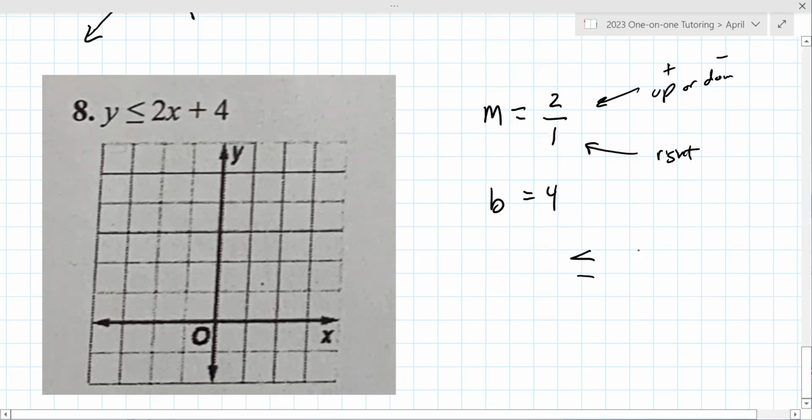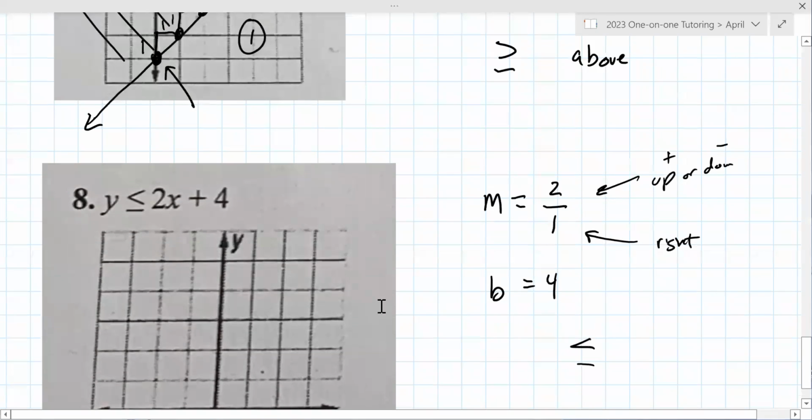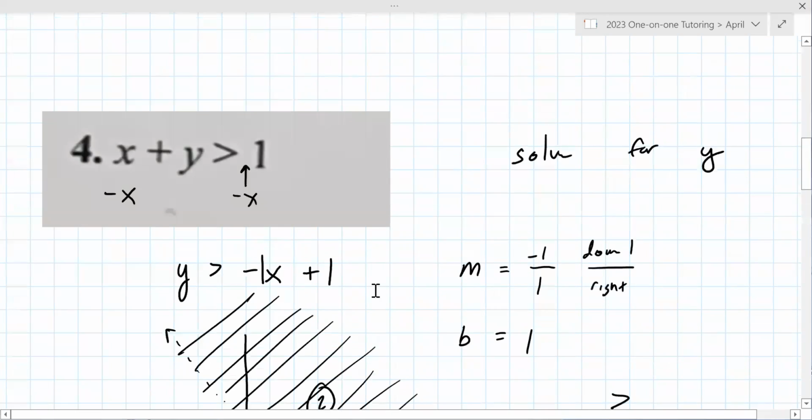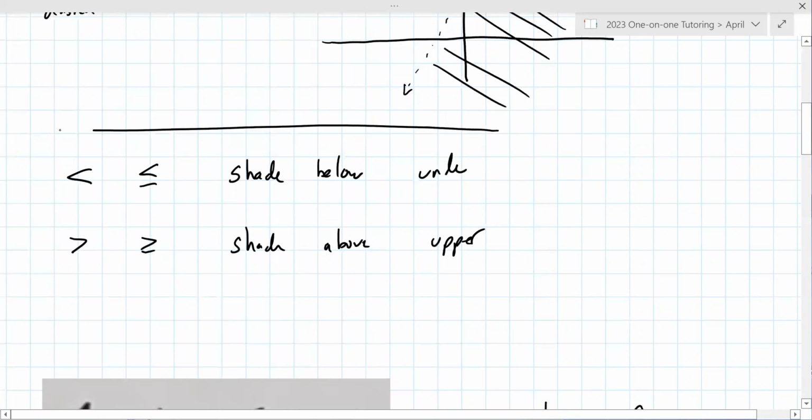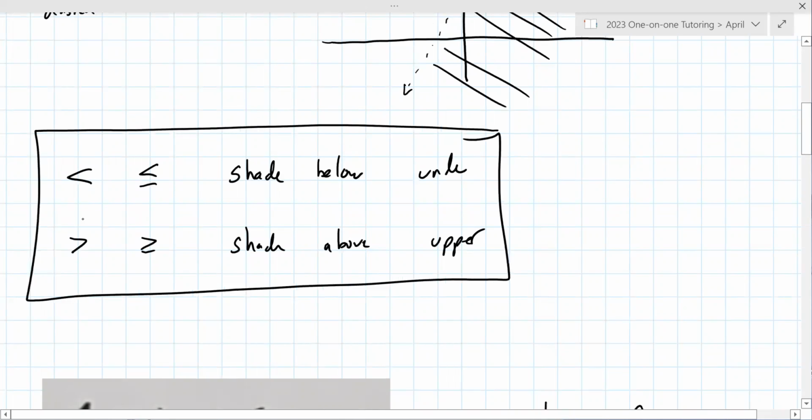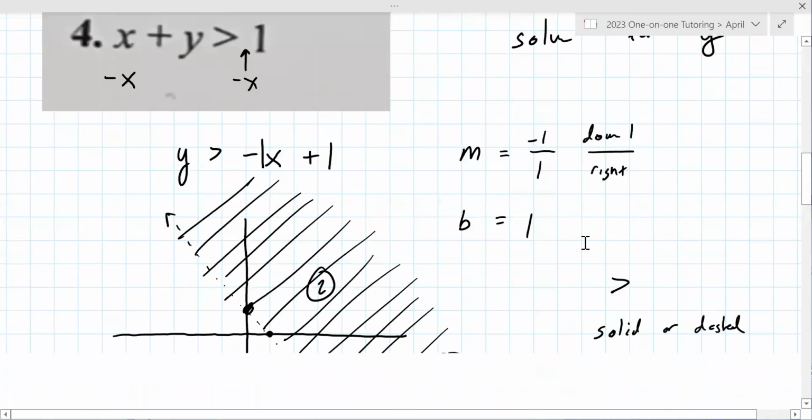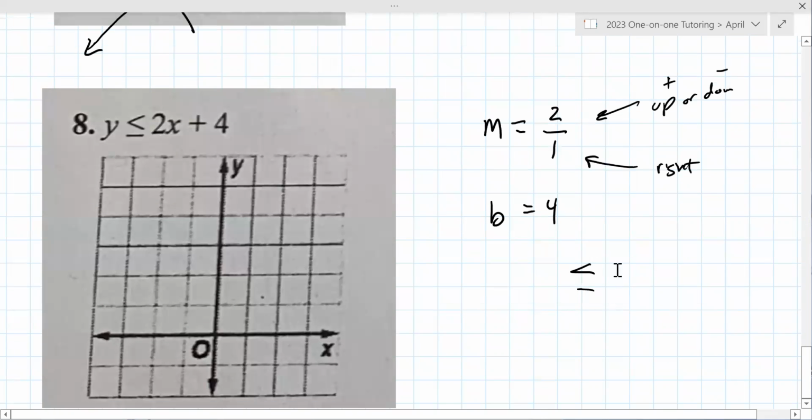We don't say words like left. Let me go back and show you here in your notes, this is your table. We use words like above or below, under or upper. Never left or right. So upper. Nope, it's less than. Oh, so below. Below. Okay, gotcha. B is 4, like you said, up to right 1.